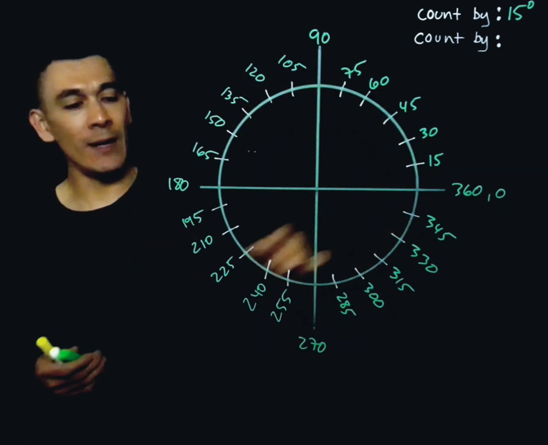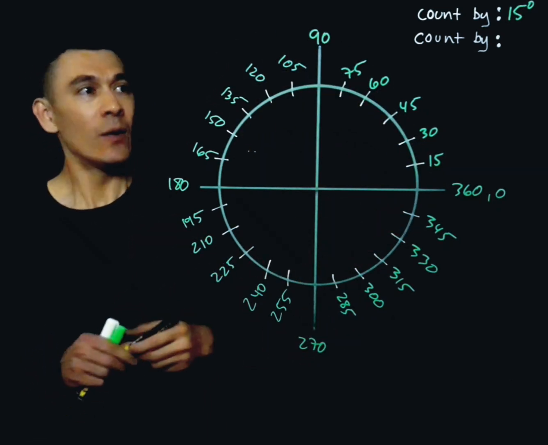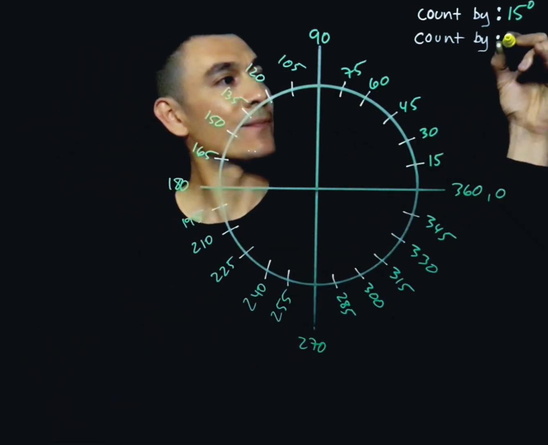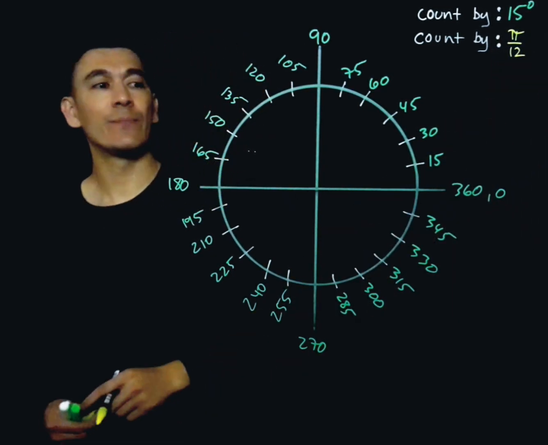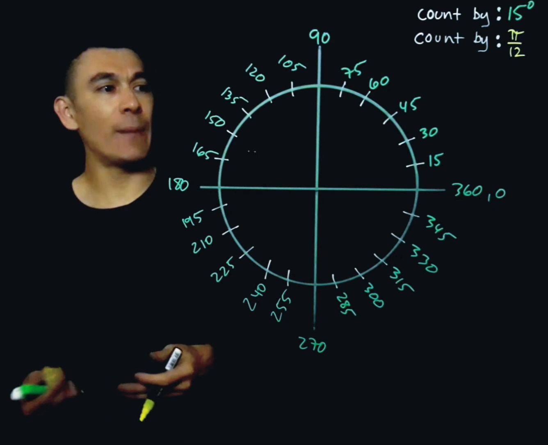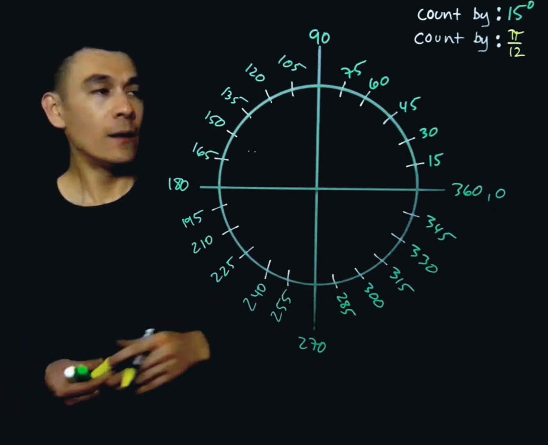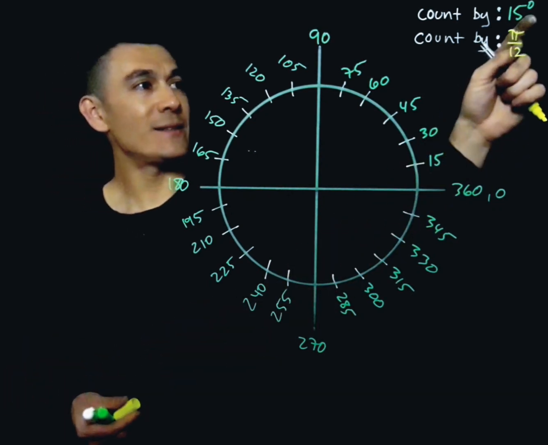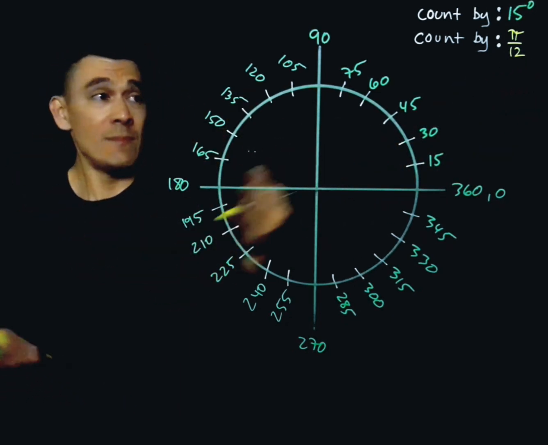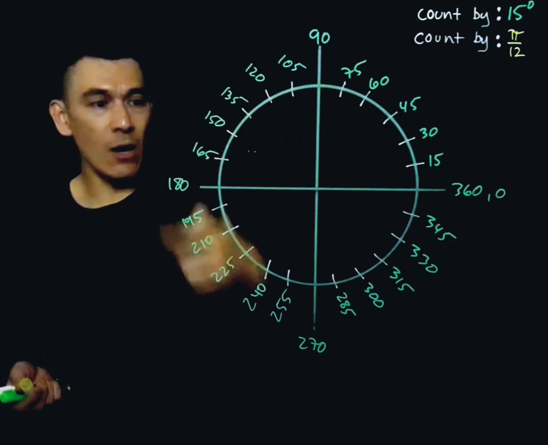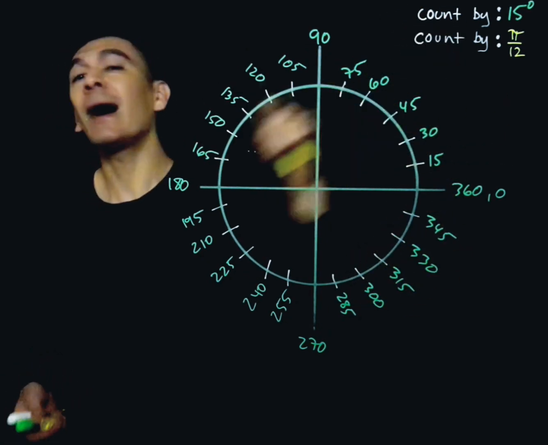I want us to go around the circle again, but this time we are going to count by pi over 12, okay? Let's go through and count by pi over 12. Why? Well, because 15 degrees is the same as pi over 12. If you convert from one format to the other, they're the same thing. So let's count all throughout the circle by pi over 12.